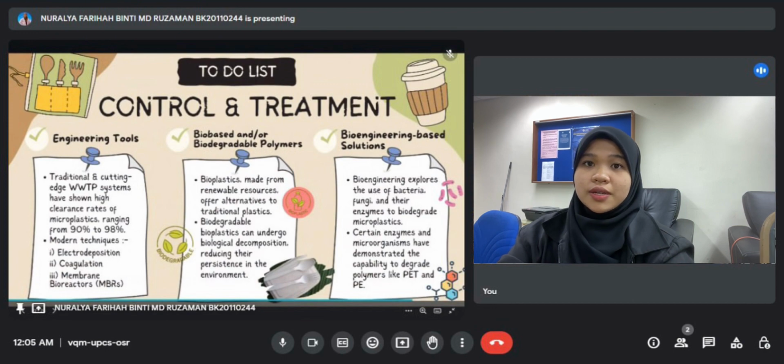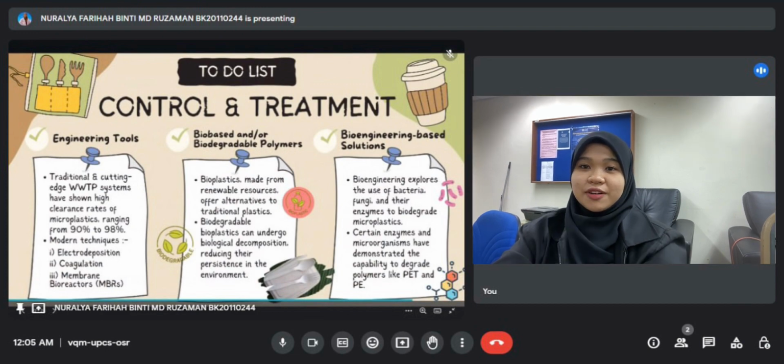Promoting the use of bio-based and biodegradable materials is another key strategy, where plastic made from renewable resources provide alternatives to traditional plastic. Biodegradable plastic can naturally decompose, reducing their impact on the environment.